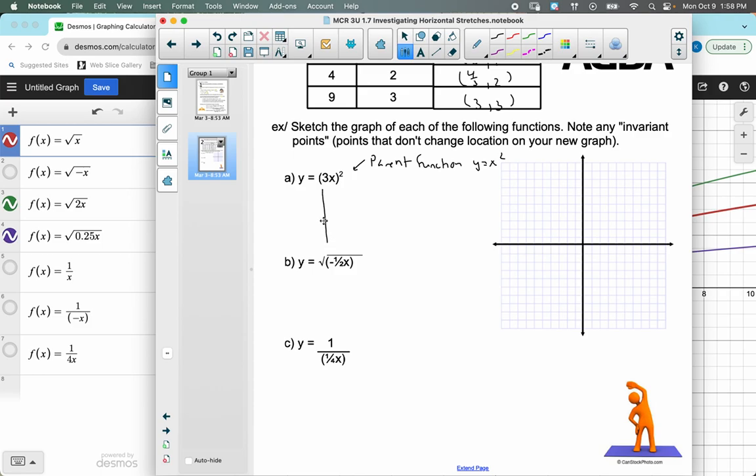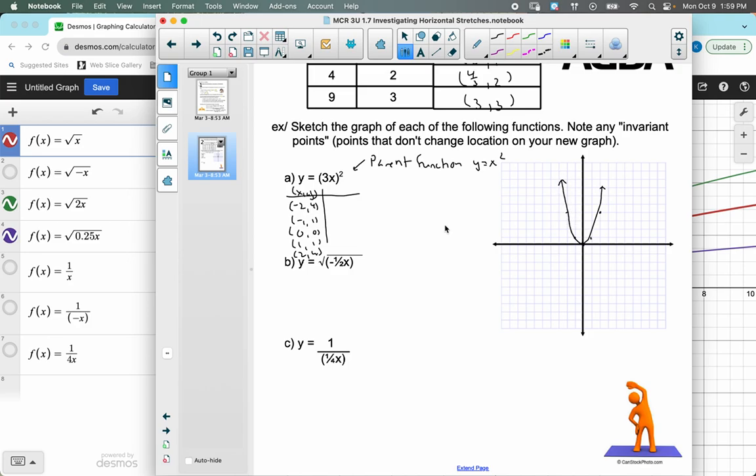So my points on my ordinary function are going to be -2, 4, -1, 1, 0, 0, 1, 1, and 2, 4. Okay, so that's what you plot first. And you don't always have to show the parent function, but I think for us, while we familiarize ourselves with all these new graphs, it's not a bad idea. So I'm going to do my best on my little crummy tablet here. You're going to do better with a pencil and paper.